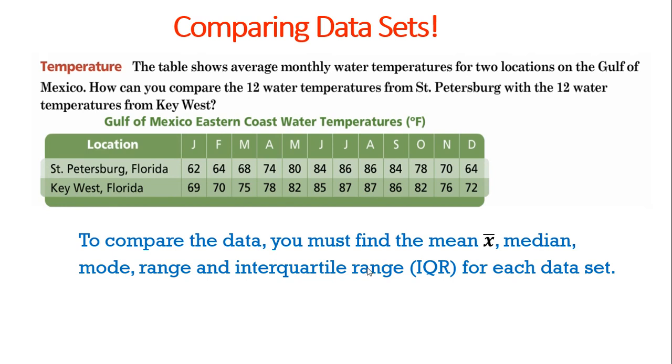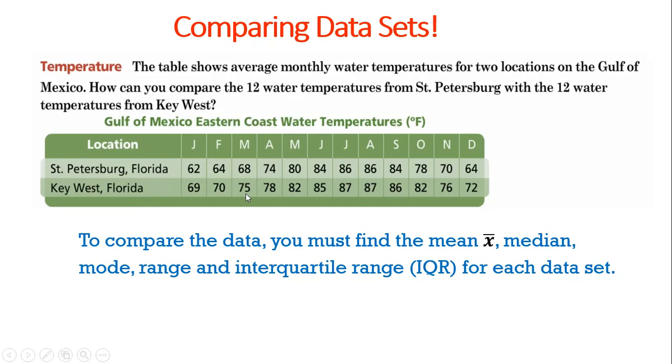Looking at these 2 data sets, I've got a table here, and it's telling me the temperatures in degrees Fahrenheit. The locations are St. Petersburg, Florida, and Key West, Florida. Obviously they're both in Florida, both on the Gulf of Mexico, and they're pretty popular vacation destinations too. This table is comparing the monthly temperatures. In January, St. Petersburg was 62 degrees Fahrenheit and Key West was 69 degrees.